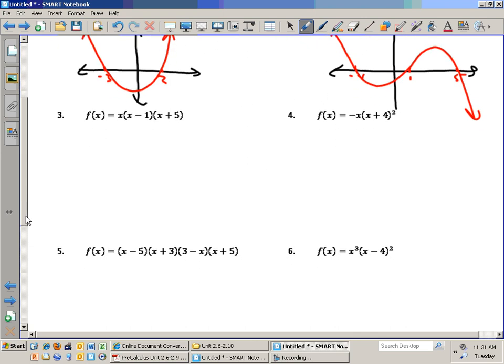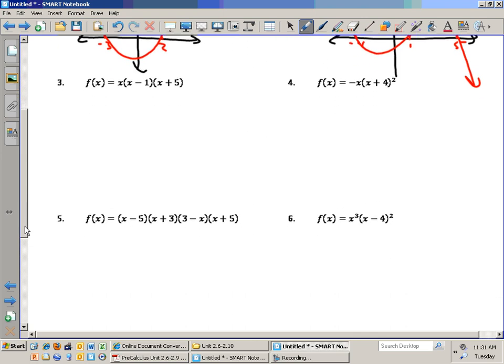Okay, let's go to number 3. What degree is this? Third degree. What are my roots? Good. So I got 0, 1, and negative 5. So 0, 1, negative 5.